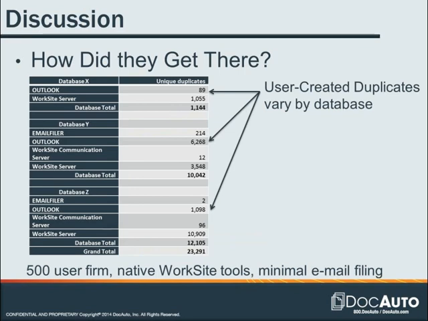So looking at the history events, again, the source of the create event in the history, and here you can also see differences between the behaviors in different databases. Database X here has a very small number of user-created duplicates, whereas database Y has a very large number of user-created duplicates. So user behavior will be a strong indicator of how these things are happening.